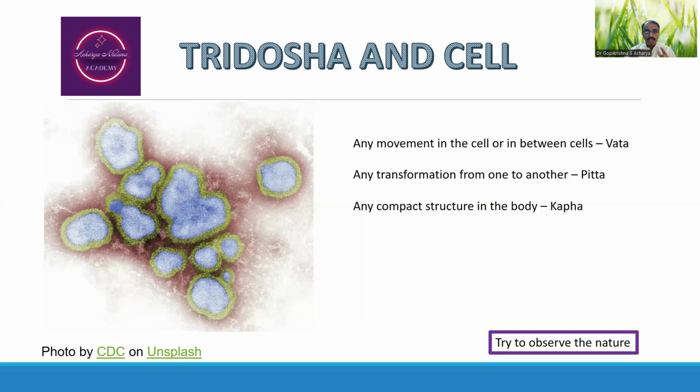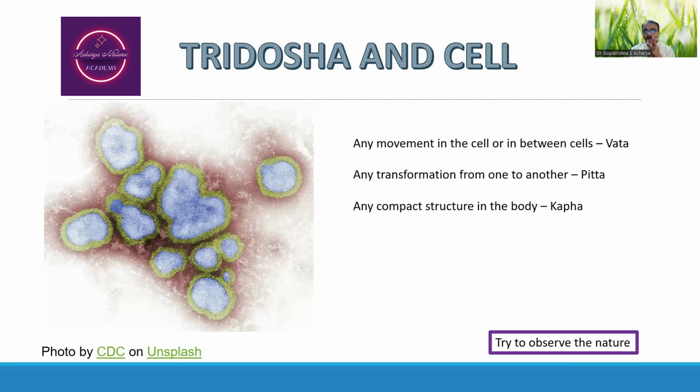The transformation of macromolecules in the stomach to intermediate molecules, and the transformation of macromolecules and intermediate molecules into micromolecules in the small intestine, this is considered to be the function of Pitta dosha. Any compact structure, that is the secretion of mucus present in the alimentary canal, which actually protects the body, that is the intestinal lumen, that is the functioning of Kapha dosha.